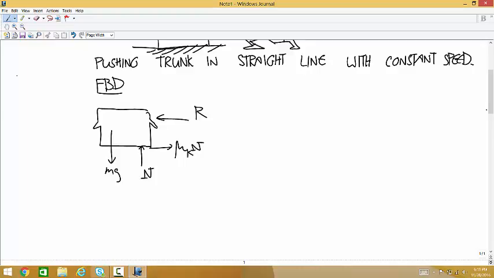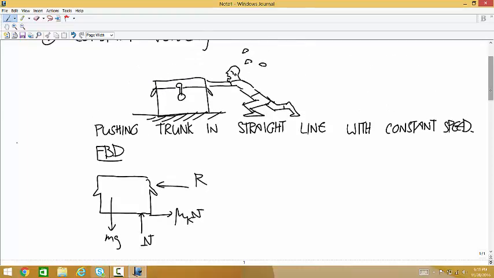So Newton's first law says if something's moving in a straight line with a constant speed, F net is equal to 0. What it doesn't say is if something's moving with a constant speed, F net is required to be equal to 0. Because if it's turning, F net has to be something.